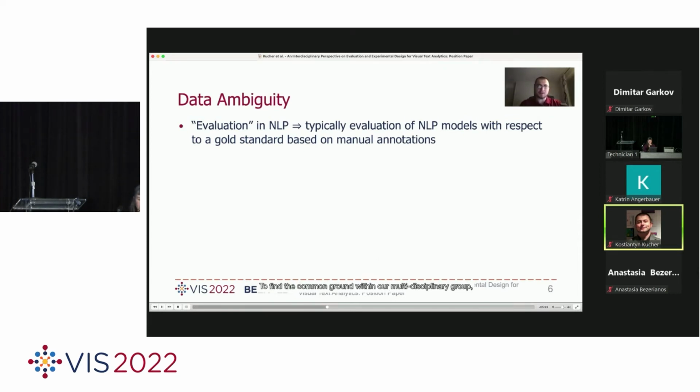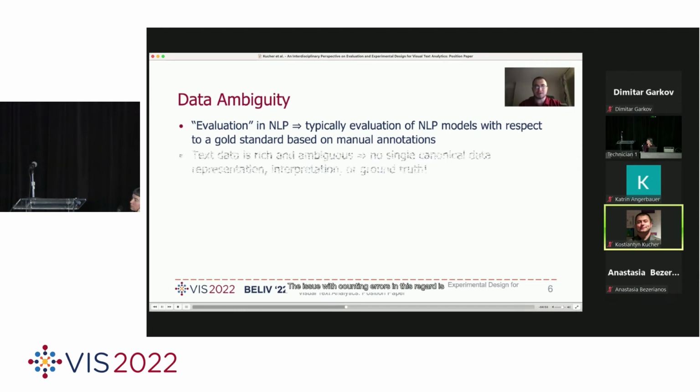To find the common ground within our multidisciplinary group, we had to discuss the use of the term evaluation in the first place, since in the NLP community it is typically associated with model performance measurements based on a specific gold standard or ground truth dataset. We could also notice here that the NLP community makes a stress on essentially the error rate for evaluation purposes.